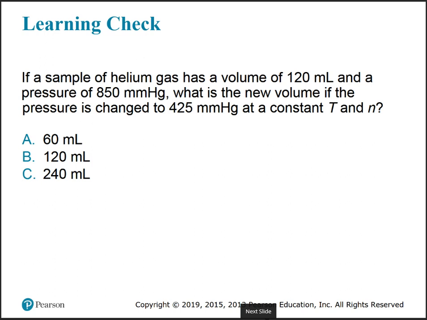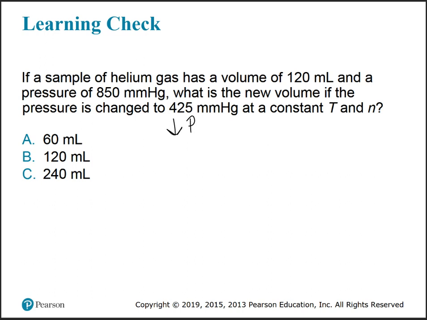We're going from 850 millimeters of mercury to 425 millimeters of mercury. Is that an increase or a decrease in pressure? It's a decrease. We're decreasing the pressure. So what does that mean for our volume?